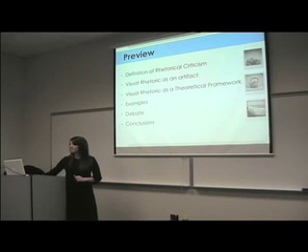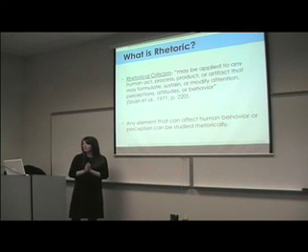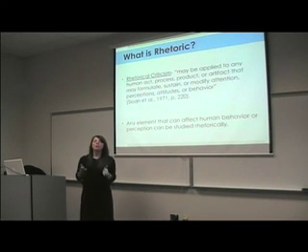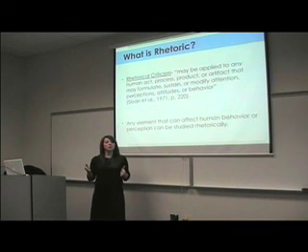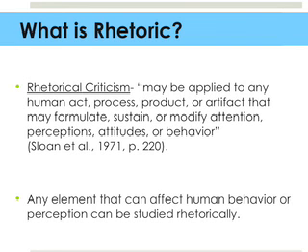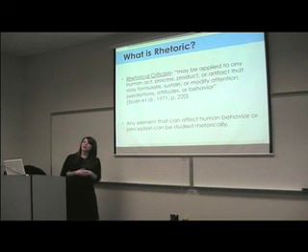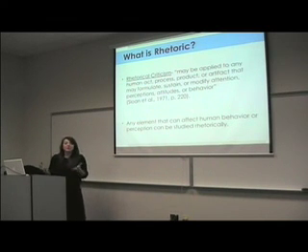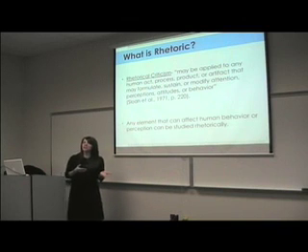So let's get started. First of all, what is rhetoric? It was not until 1970 that this theory was introduced to the Association for Rhetoric. At that time, a proposal was made to change the definition of rhetorical criticism. Sloan and his colleagues said that rhetorical criticism may be applied to any human act, process, product, or artifact that may formulate, sustain, or modify attention, perceptions, attitudes, or behavior. Now that's a whole lot of words, but what does that actually mean? Well, basically, it means any element that can affect human behavior can be studied rhetorically.